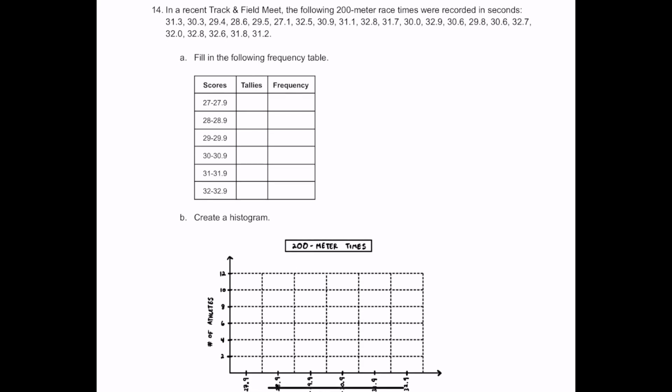14, in a recent track and field meet, the following 200-meter race times were recorded in seconds. Okay, so let's go ahead and just start putting these into bins right away.